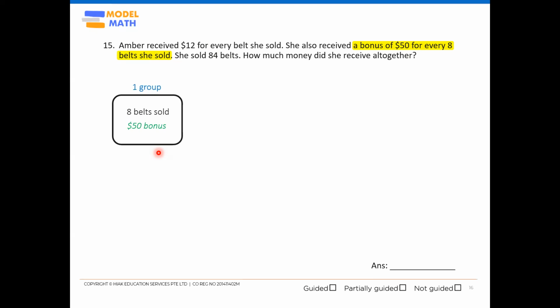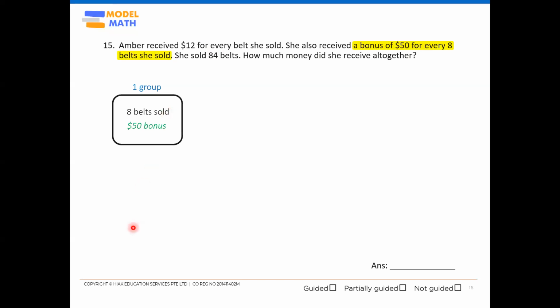Now, what would be useful next is to work out whatever you know for one group first. We know that altogether she sells 84 belts. So there are many more groups to be able to sell 84 belts. Obviously, I'm not just going to sell one group. I must be selling many more of such groups, right? So later that is what you are looking for exactly. You want to find out how many groups there are. We will work on that later.